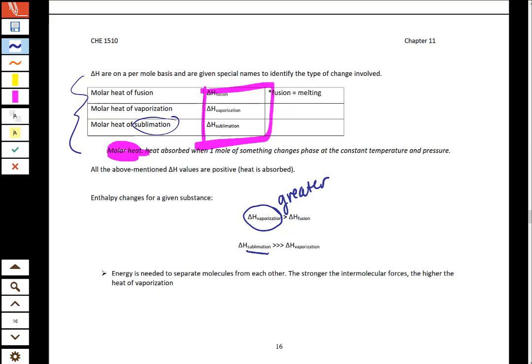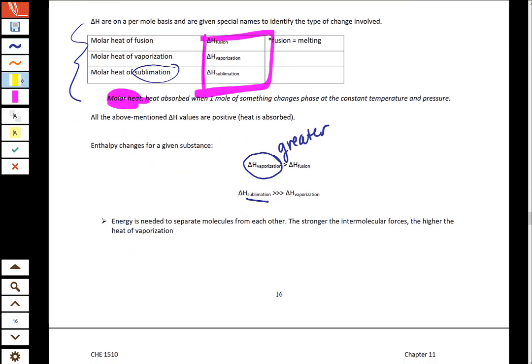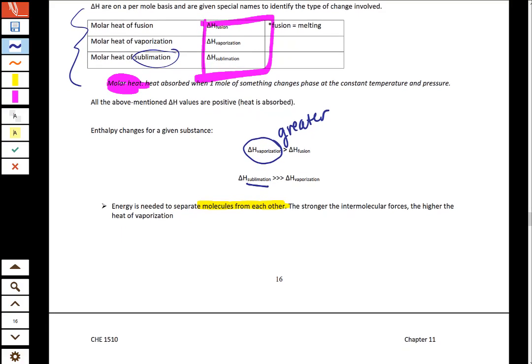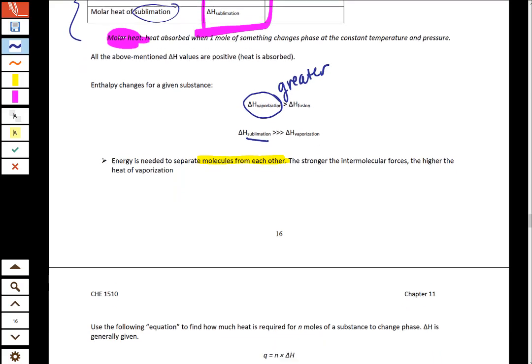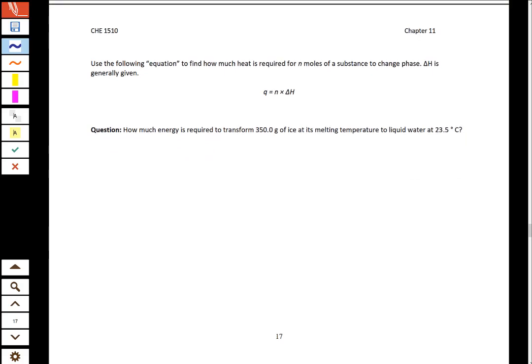So again, what is this energy even describing? This energy is talking about how much energy it takes to separate the molecules from each other, because remember, those molecules are attracted to each other with intermolecular forces. The stronger the intermolecular force, the more energy it's going to take in order to break those attractions and cause a phase change. So here I reference again that equation where above I also said you could use Q equals the mass times delta H depending upon what the unit of delta H is.